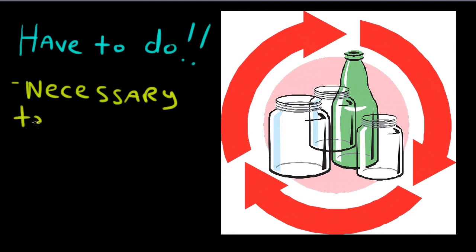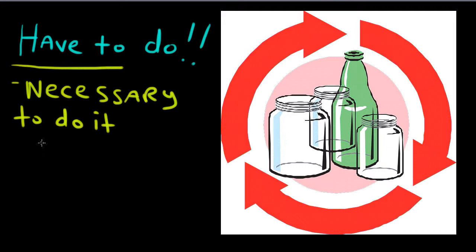Today, we're going to talk about have to. We use have to in English when we want to say it's something that is necessary. It's necessary to do it. That's when we use have to.